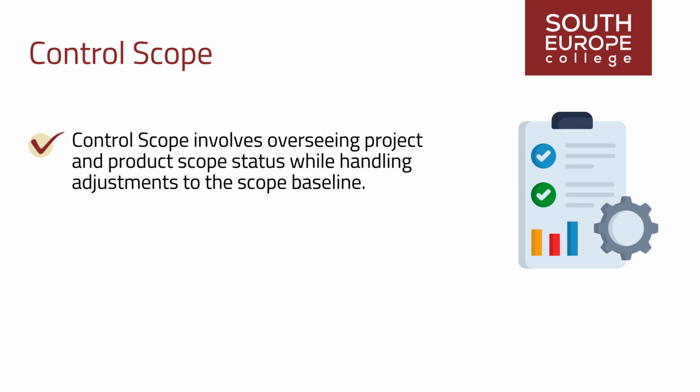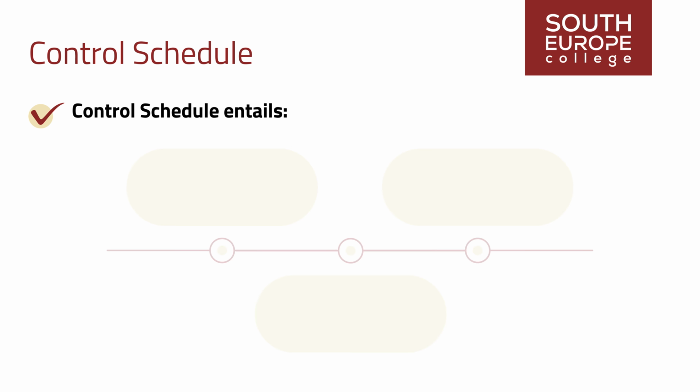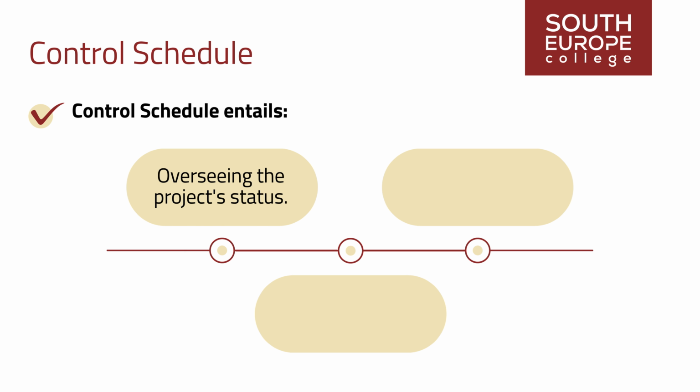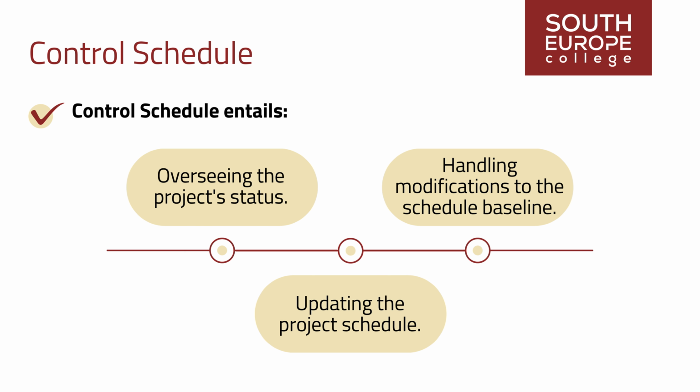Control scope involves overseeing project and product scope status while handling adjustments to the scope baseline. This process's primary advantage lies in maintaining the scope baseline throughout the project's duration. Control schedule entails overseeing the project's status, updating the project schedule, and handling modifications to the schedule baseline. The primary advantage of this process is the consistent maintenance of the schedule baseline throughout the project.